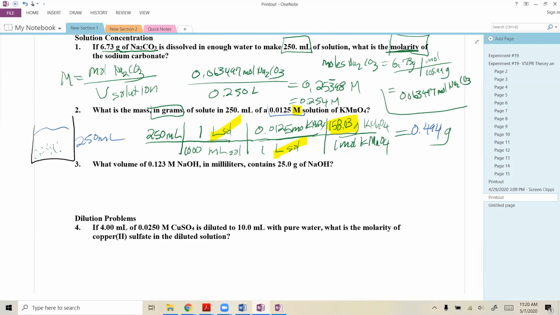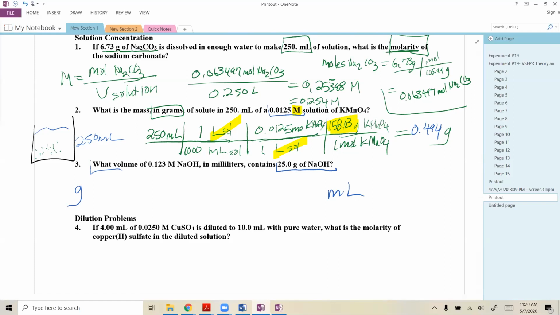So we can try the next one as well. In this case, we want to think about what we're starting with. We know that we want 25 grams of this sodium hydroxide, and what we're looking for is our volume in milliliters. So we're looking for milliliters on one side, and we're starting with grams on the other. And so we want to start to put that process together.